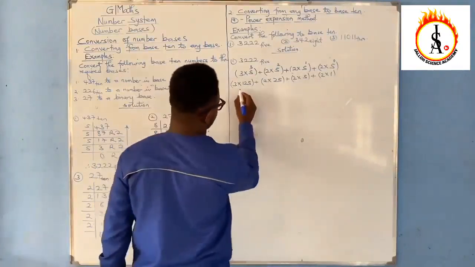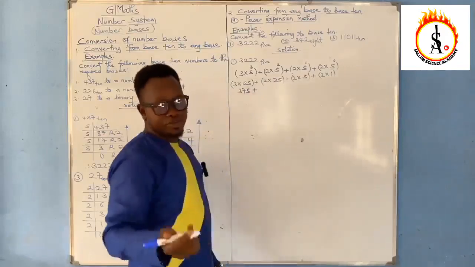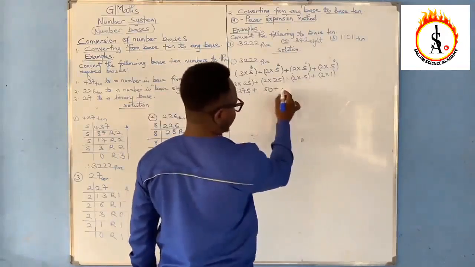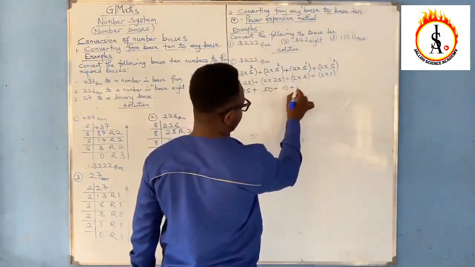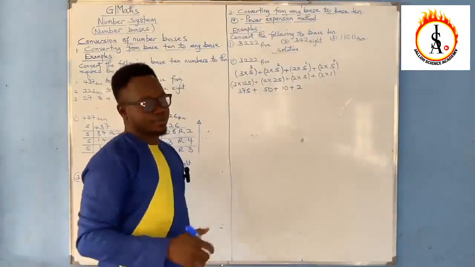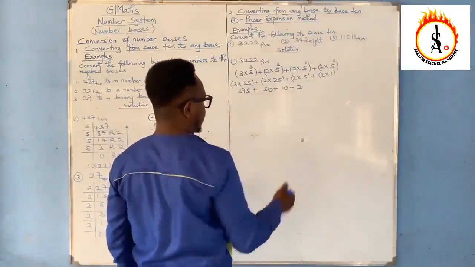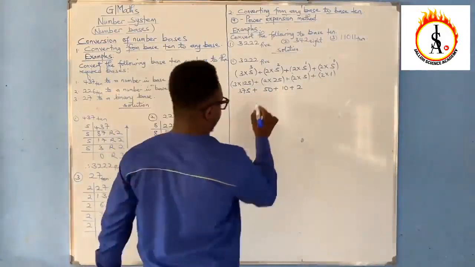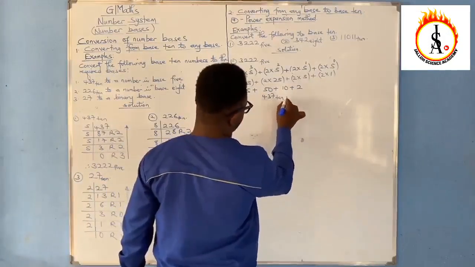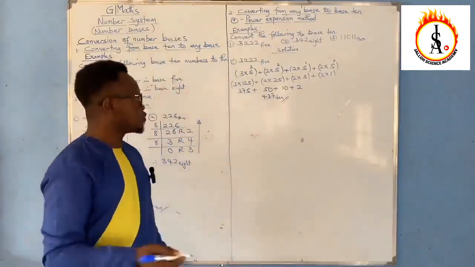That gives us 375. 2 multiplied by 25, that is 50. 2 multiplied by 5 is 10. 2 multiplied by 1 is 2. So you add this: 375 plus 50 plus 10 plus 2. And that gives us 437 in base 10. So this becomes our answer to the first example.